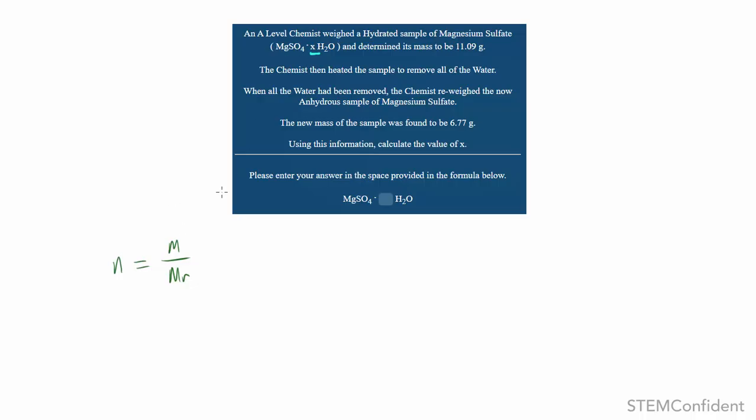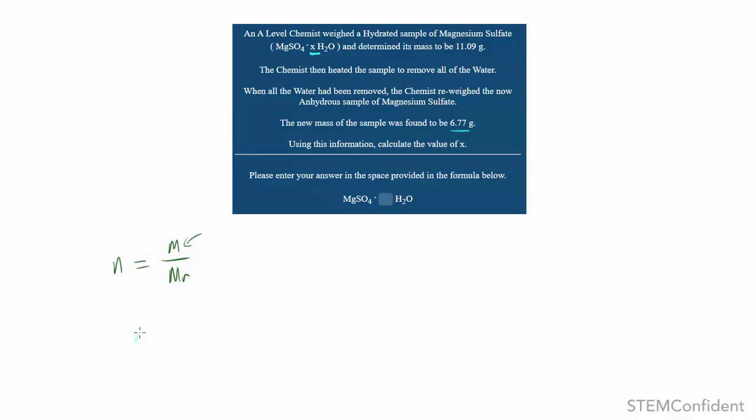For MgSO₄, we've been given the mass in the question. For H2O, we haven't been directly given the mass, but we've been given the mass of the hydrated sample and the mass of the anhydrous sample. Simple arithmetic will give us the value of the H2O mass specifically. Now, for the MgSO₄, you can see the mass here is 6.77 grams, and we need to get the molar mass to really be able to do something with this, right?